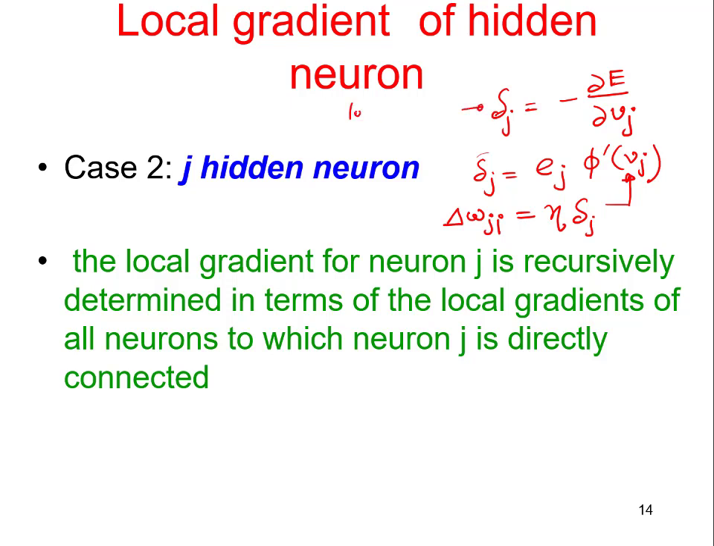It is called the local induced gradient of neuron j, multiplied by the incoming inputs from yi. So that was the equation when the jth neuron is in the output layer, or in the output counter.